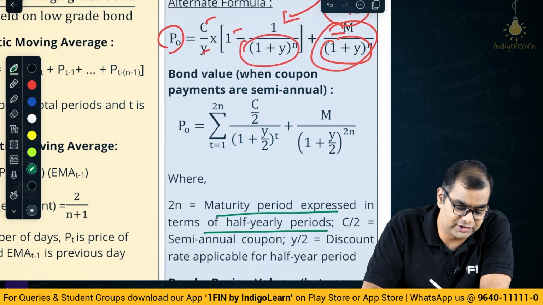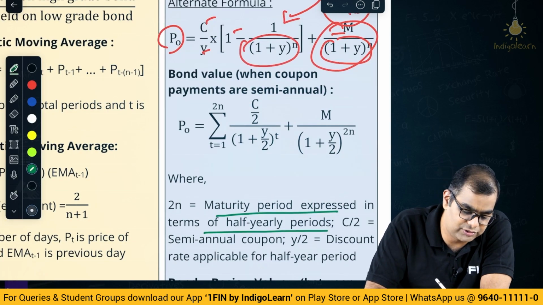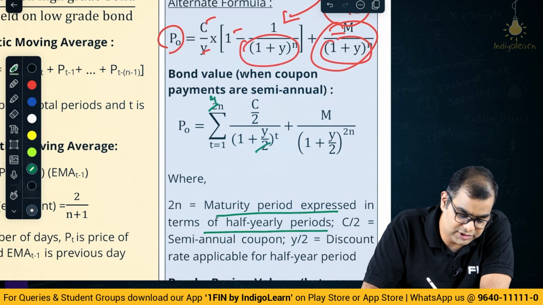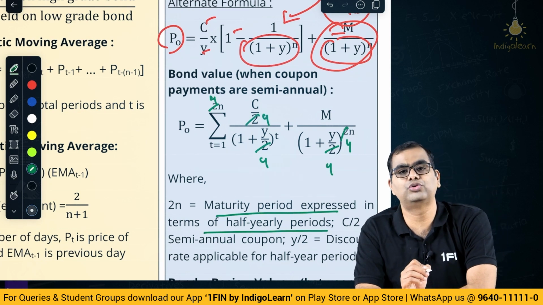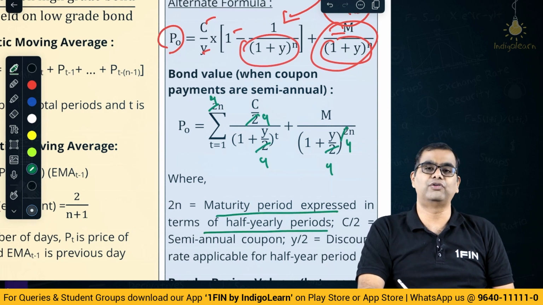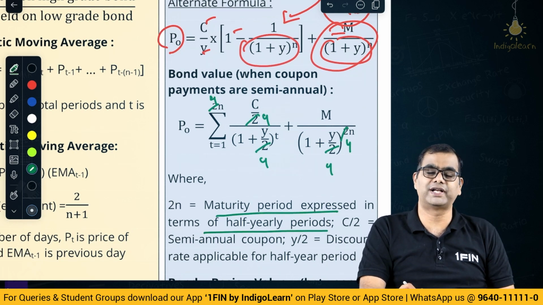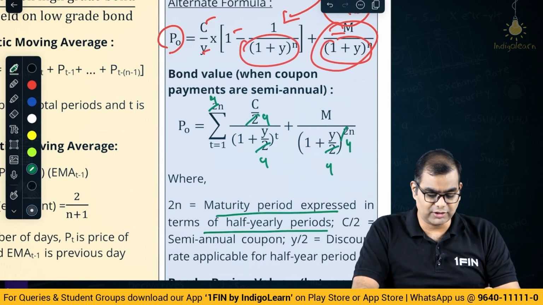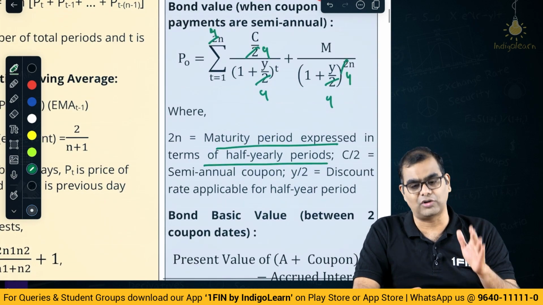If instead of semi-annual, let us say this is quarterly, then what will you do? This will become 4n, this will also be 4, this will also be 4, this will also be 4. Everywhere you compound 4 times and you divide the interest rate by 4, so that you are accounting for both aspects. So this is how you do it if it is a semi-annual or a quarterly coupon.